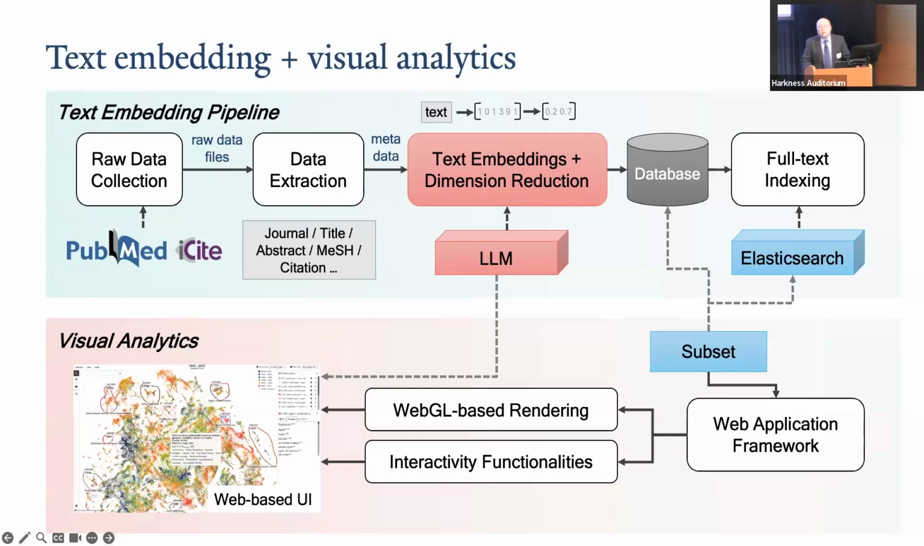First we build a data pipeline to calculate the text embedding. We collect the raw data from PubMed and iStat, and we extract the information we need for embedding. Then we use a large language model to get the text embedding, converting the text to a high dimensional vector. Then we can use algorithms like t-SNE to run dimension reduction to get a 2D representation. Then we save all of this information in a database and run a full text index. Then we can use Elasticsearch to search it.